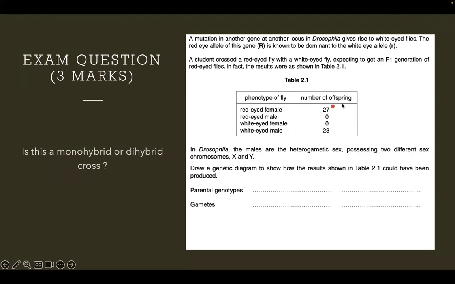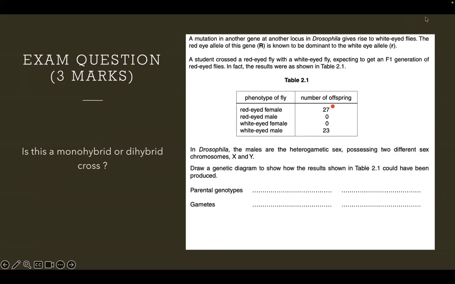Because again, the table isn't showing what we would expect. It's showing what's observed. So that's a big difference, first of all. So don't get confused by that in the question. The table there can throw some students off, if that makes sense. So we've got here that the student crossed a red-eyed fly with a white-eyed fly.